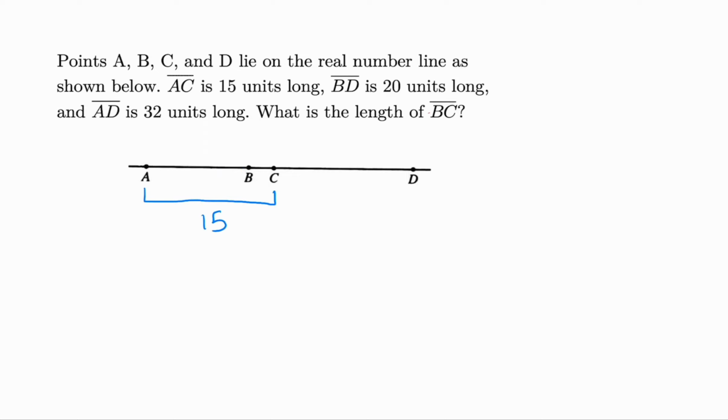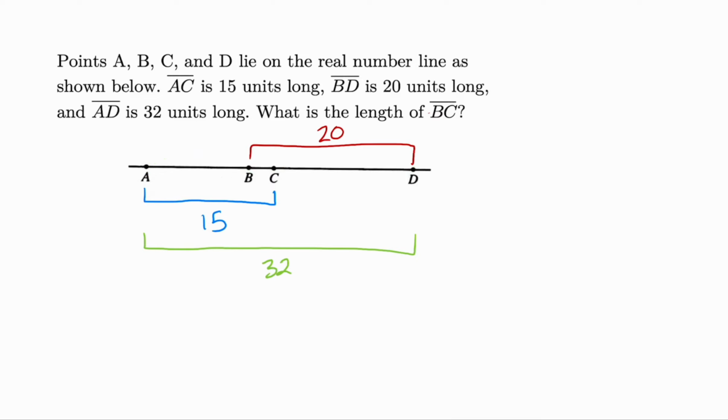15 units. Same thing goes for BD. BD is 20 units long, and that's really from here to here. And again, that combines segment CD along with segment BC. Altogether, that's 20. And then finally, we also know that segment AD is 32, and that's the whole thing from A all the way across, which includes all these smaller segments added together. So that one is 32.